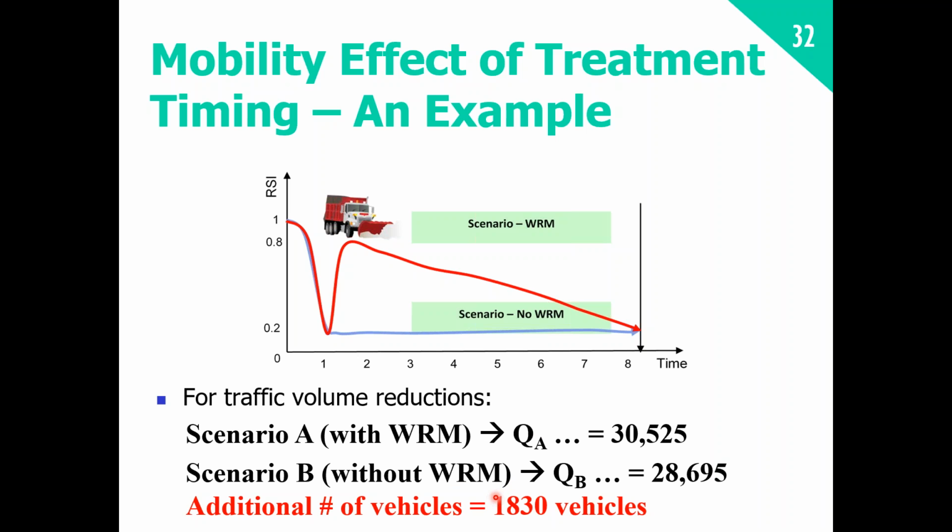So this represents the additional number of vehicles that can travel under these conditions. Otherwise, it would have been canceled because of winter road maintenance operations. Sorry, let me clarify this. This represents the additional number of vehicles that could travel if it wasn't for the winter maintenance operation. So if there is no maintenance operation, this many vehicles, or trips, would have been canceled. So in this way, we show just a simple example to illustrate how the treatment timing changes the mobility effects.